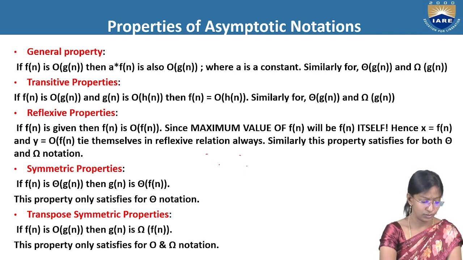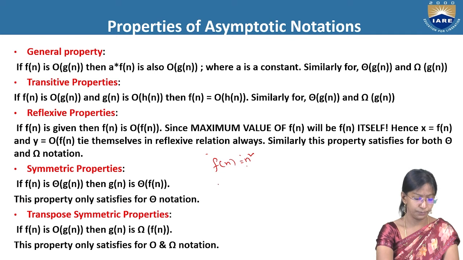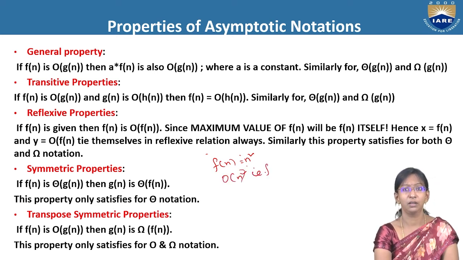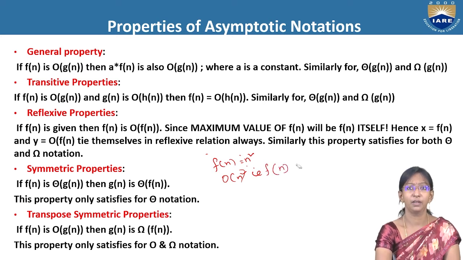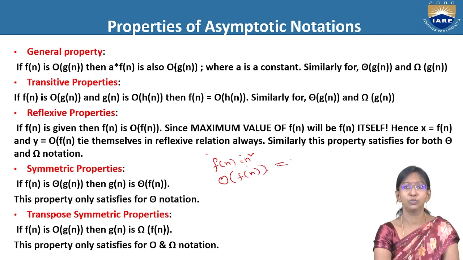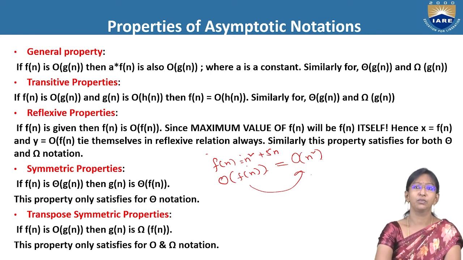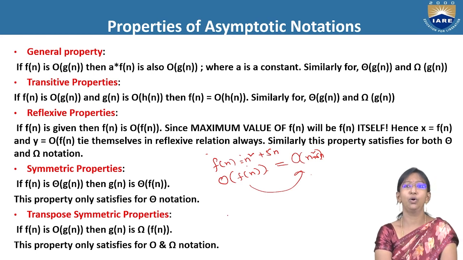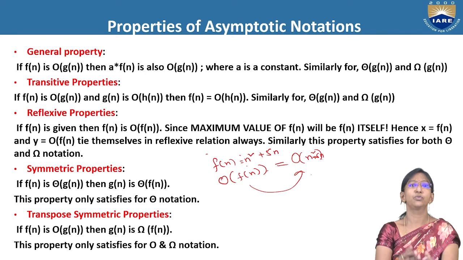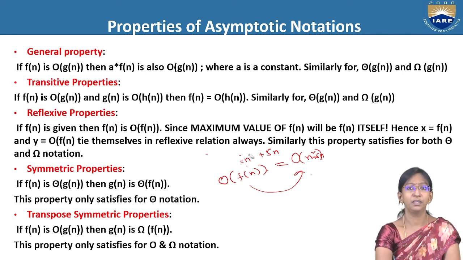So let me take an example and explain the same. For example, f of n is equal to n square. Let me write it more clearly. So big O of f of n is equal to order of n square. It's as simple as that. Reflexive, right? What is big O of f of n, where f of n is n square? It is this one. Or I can take n square plus 5n. Even in that case this works well. What do you think? Big O of n square plus 5n is n square, right? So reflexive. And this same property works for omega as well as theta notations also.